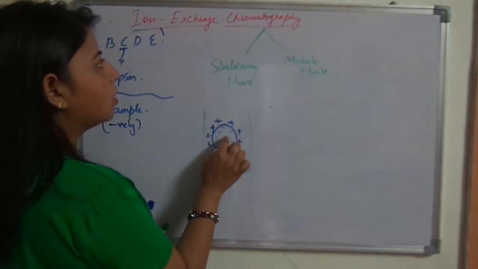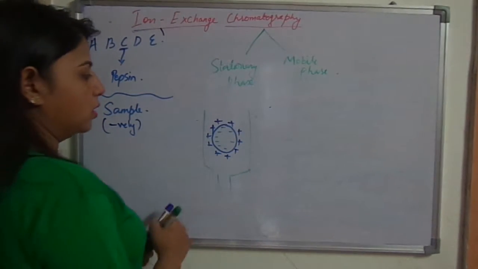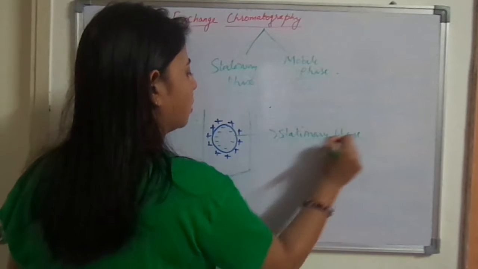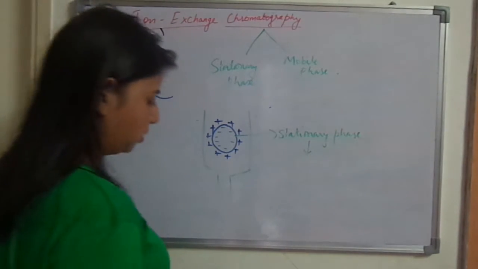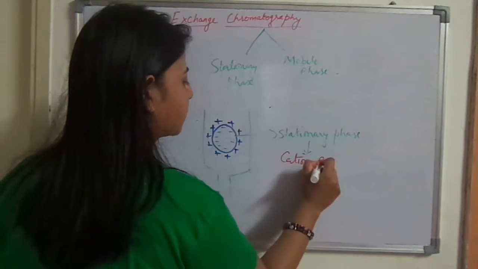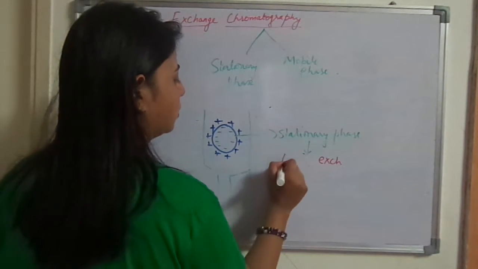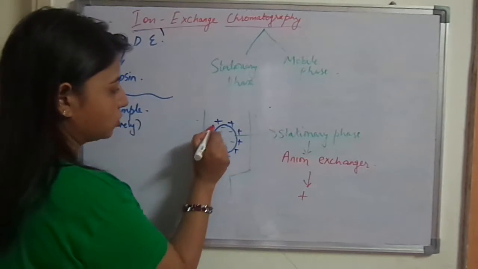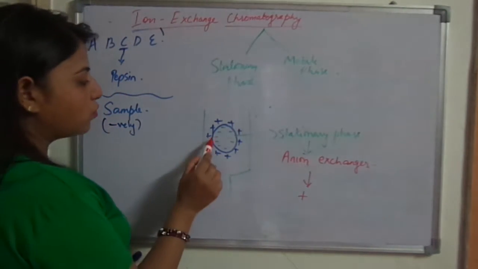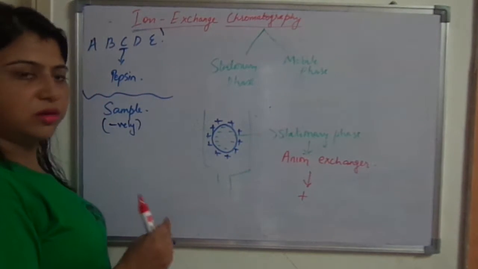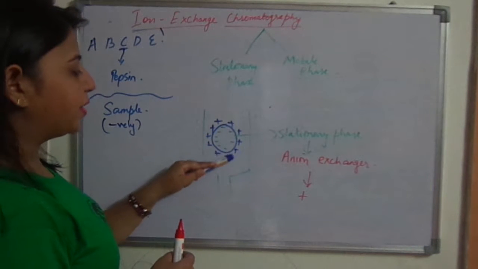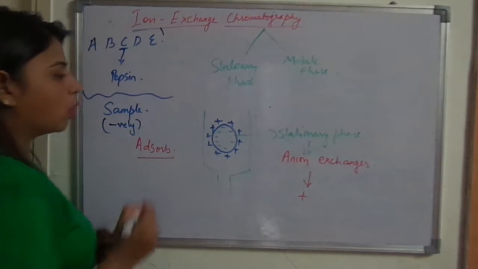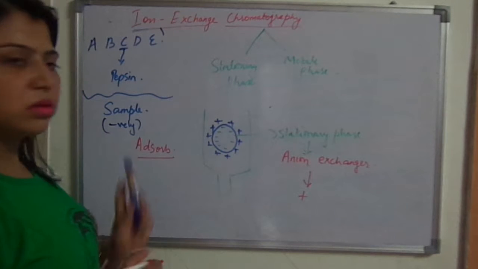So for anion exchange chromatography, the stationary phase is known as an anion exchanger, and this anion exchanger is always positively charged. You can see the positive charge. Now we have to do nothing with these negative charges which are present inside, because when this sample will come on top, it will bind only to these positively charged. It will not bind, actually the word is adsorb. It will adsorb to the positively charged ions which are present on the surface, right?